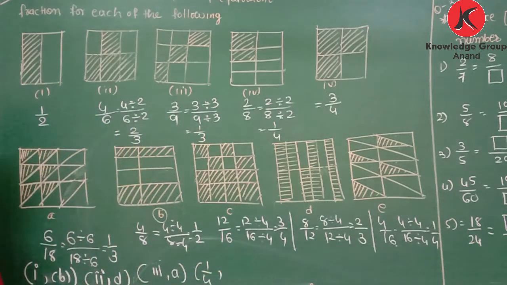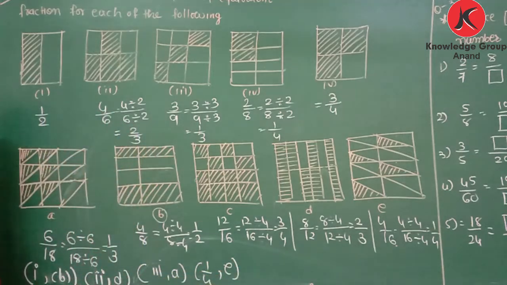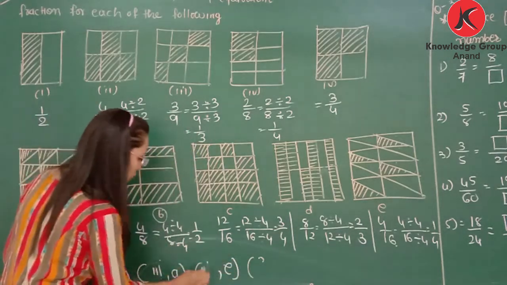Now which figure has 1 by 4? You can see it is E. So E is 1 by 4. Now the next one, 3 by 4. 1 by 4 is of the fourth.